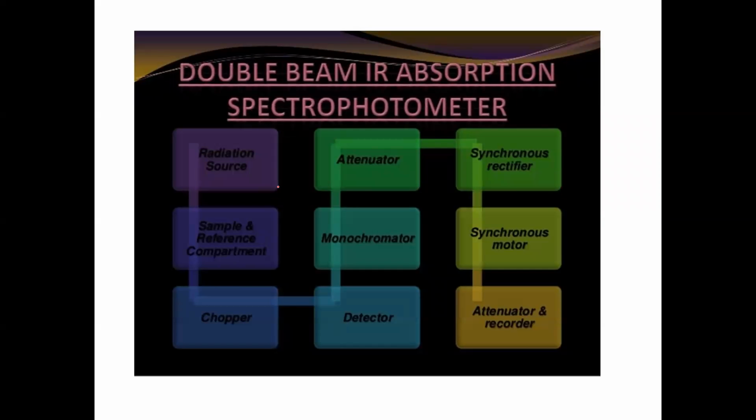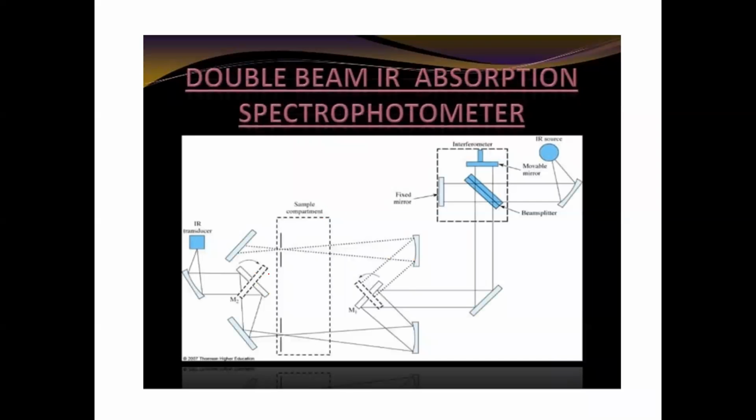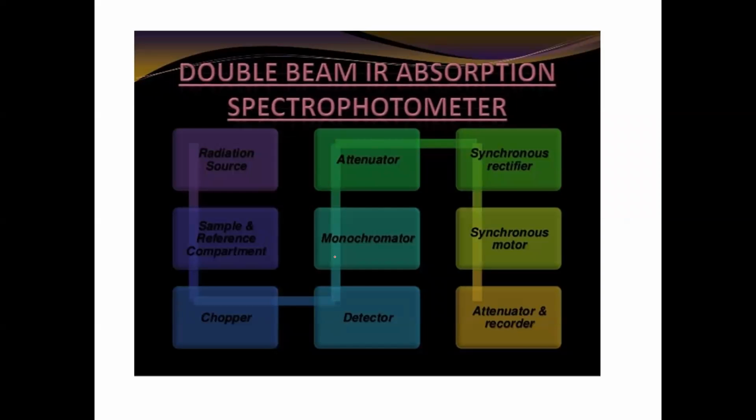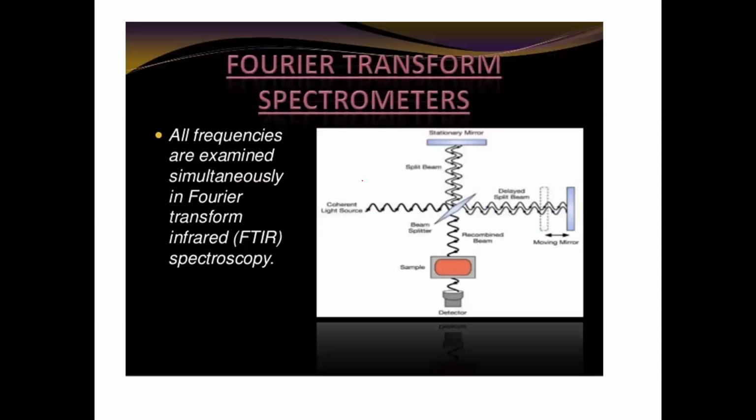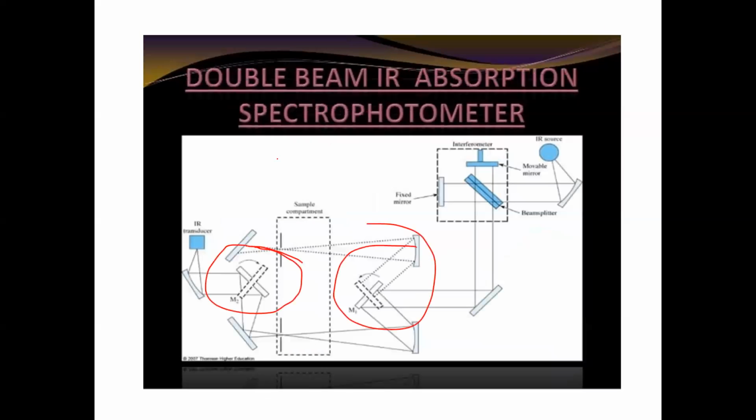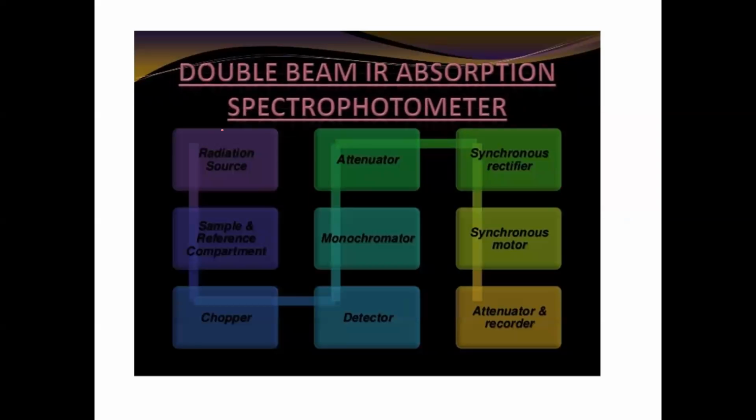Okay, so you can see this one. Double beam IR spectrophotometer. You can see here two types of beams. This is one beam, and the second one is this one. So that's why it is called a double beam absorption spectrometer. And okay, you can see this part, by which it acts.